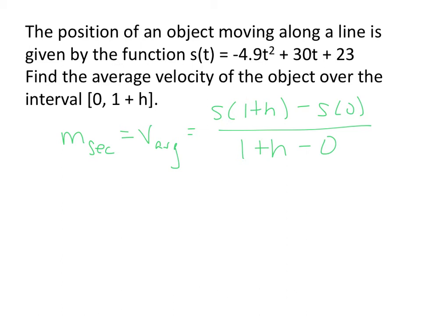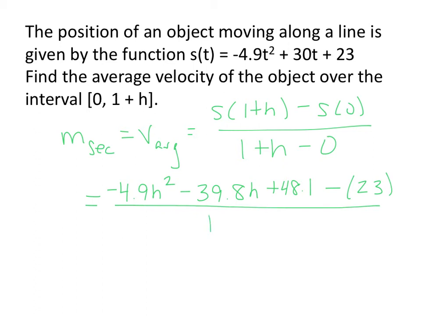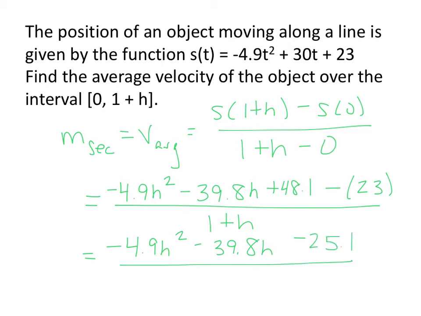So for S of 1 plus h, when I plugged all of that in, I had negative 4.9h squared minus 39.8h plus 48.1, and then minus S of 0, which is 23, all over 1 plus h. And the cleanest I can get to that is negative 4.9h squared minus 39.8h minus 25.1, all over 1 plus h. And that would be the average velocity depending on what h is.